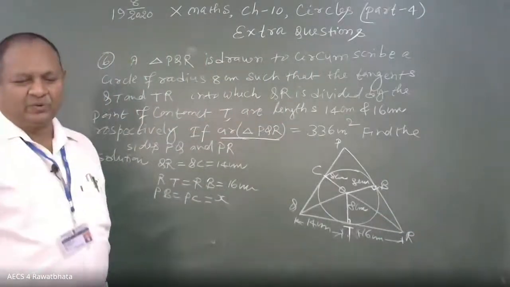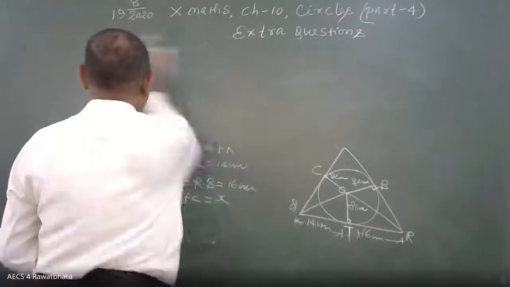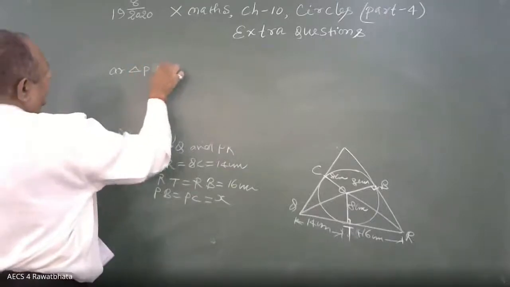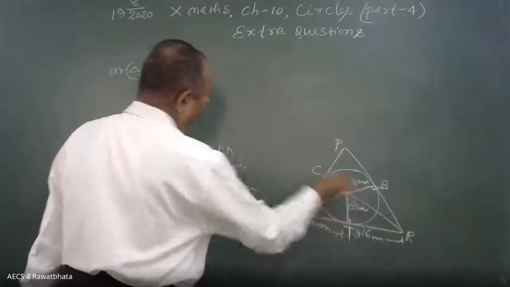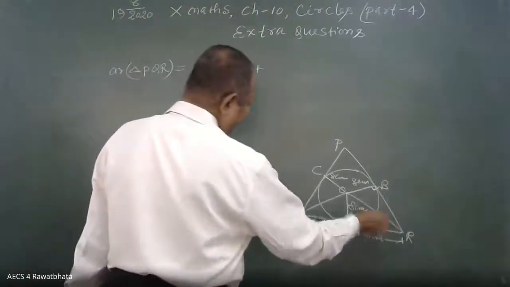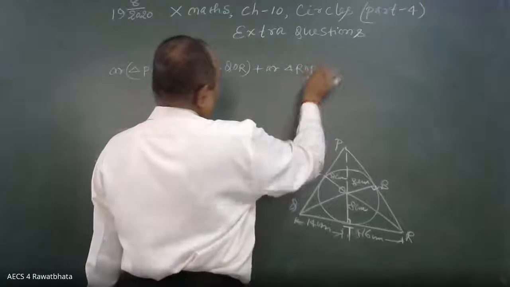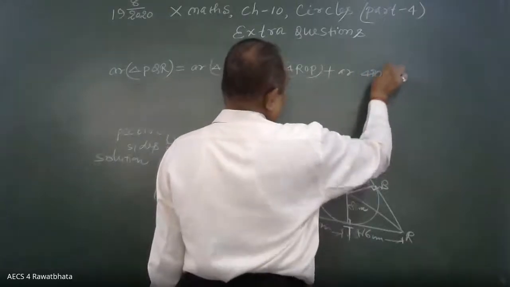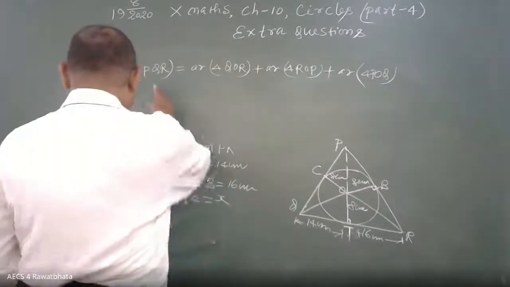the area of triangle PQR can be written as the area of triangle QOR plus the area of triangle ROP plus the area of triangle POQ. Right?